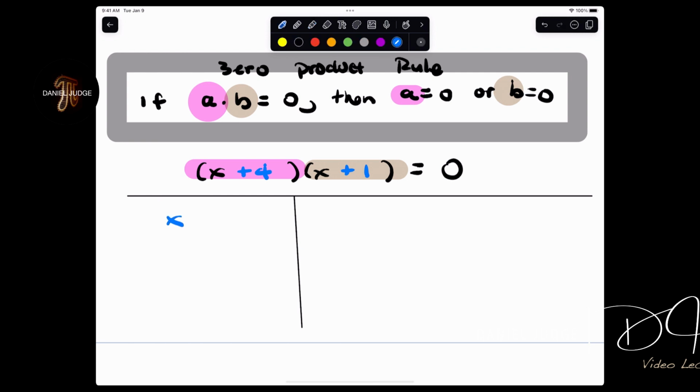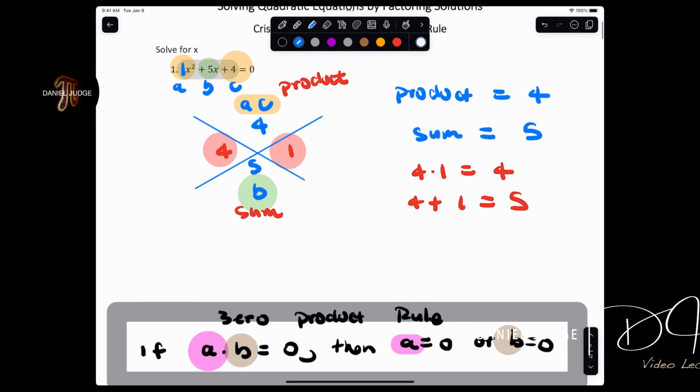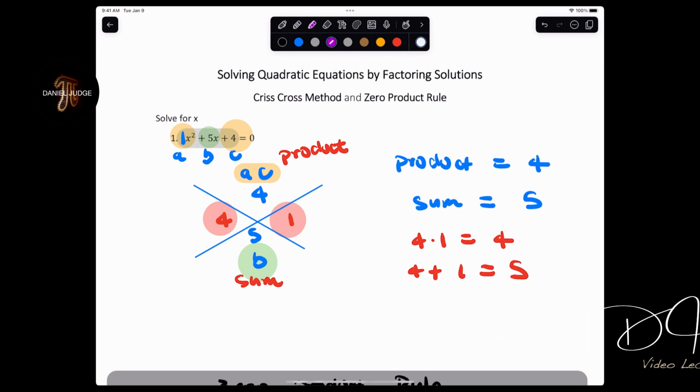So we'll say here x plus 4 is 0, or x plus 1 equals 0. So you're going to subtract 4 from both sides, and you end up getting x is negative 4. That's one solution. Subtract 1 from both sides, and you get x is negative 1. So ladies and gentlemen, you have solved this quadratic. The solutions are negative 4 and negative 1 by factoring using the crisscross method, okay? And that's the method that we're going to focus on in this demonstration.